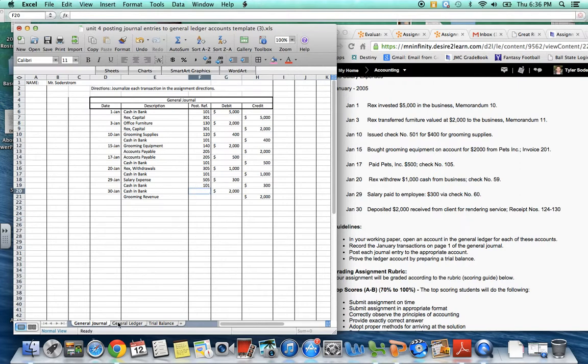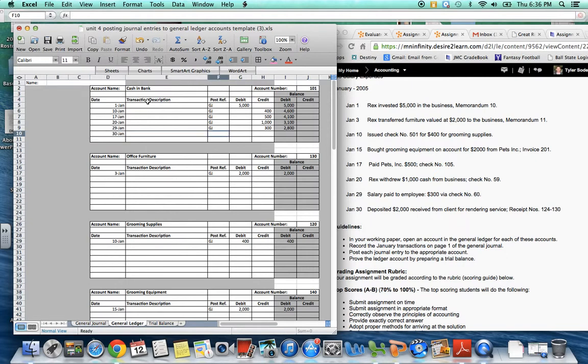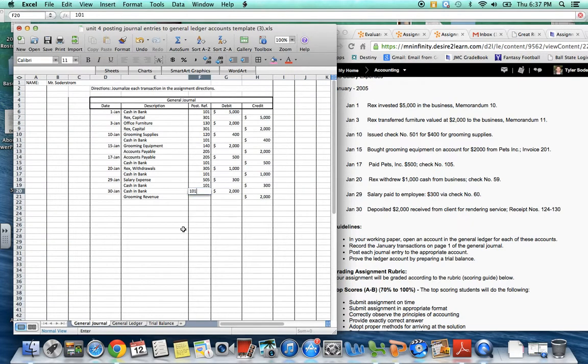First, a $2,000 debit to Cash and Bank on the 30th. So this would be a $2,000 debit. I have a debit balance, so a debit and a debit means that I'm going to add. So my new balance will be $4,800. And again, that makes sense because this transaction was the owner depositing $2,000 that he received for performing some services. So it's money that his business made. So obviously that deposit is going to increase my cash balance. Back in the general journal, 101 for my post reference.